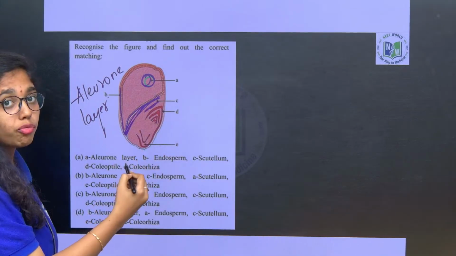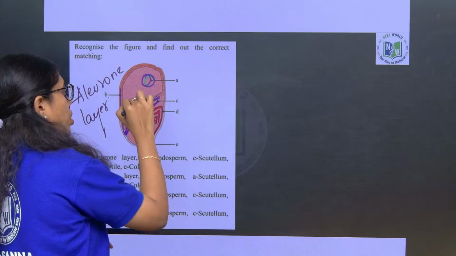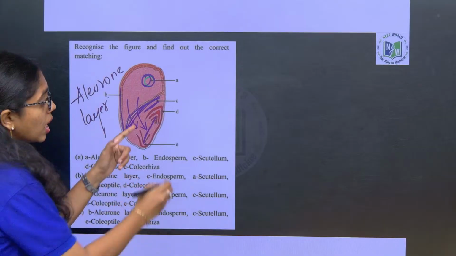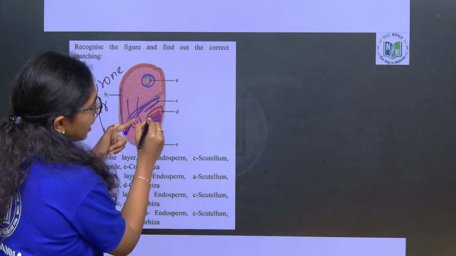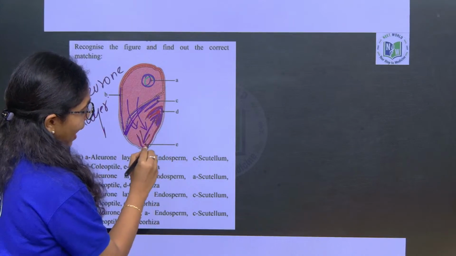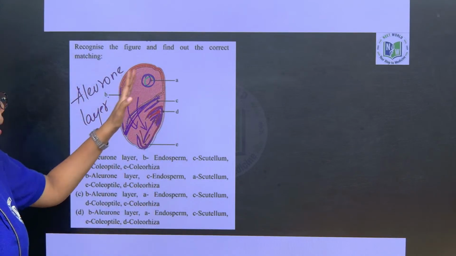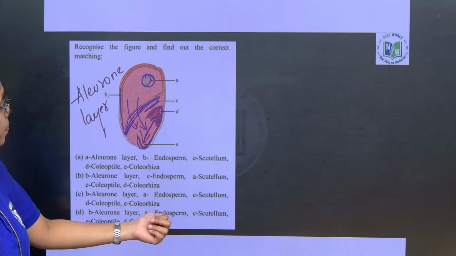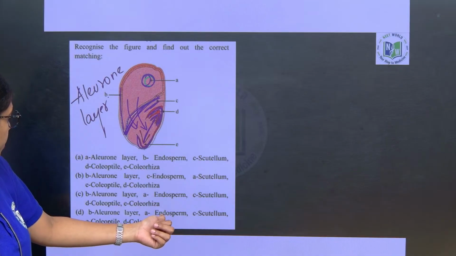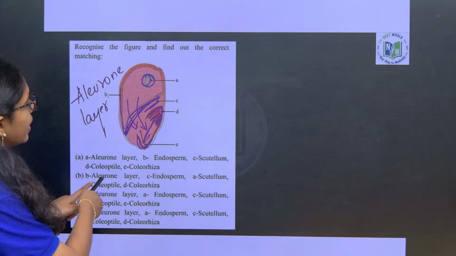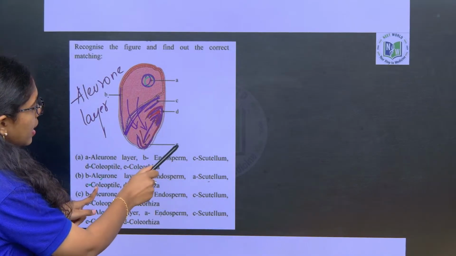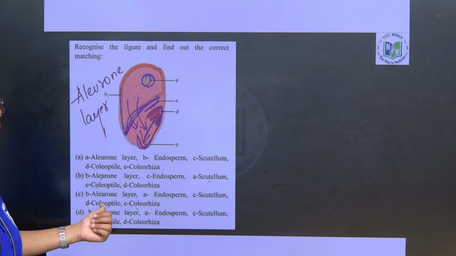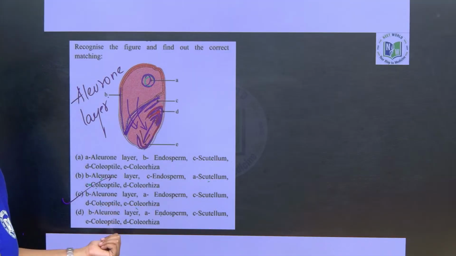C is what? Scutellum, which is a papery cotyledon that derives nutrition from the endosperm and gives to the embryonal axis. At the tip of embryonal axis, this D, this sheath is what? Coleoptile, and this will be coleorhiza. So now if you have to name it, A is what? Endosperm. A is endosperm. B is aleurone layer, and C is scutellum. E is coleorhiza, and D will be coleoptile. So like that, option C will be the correct answer.